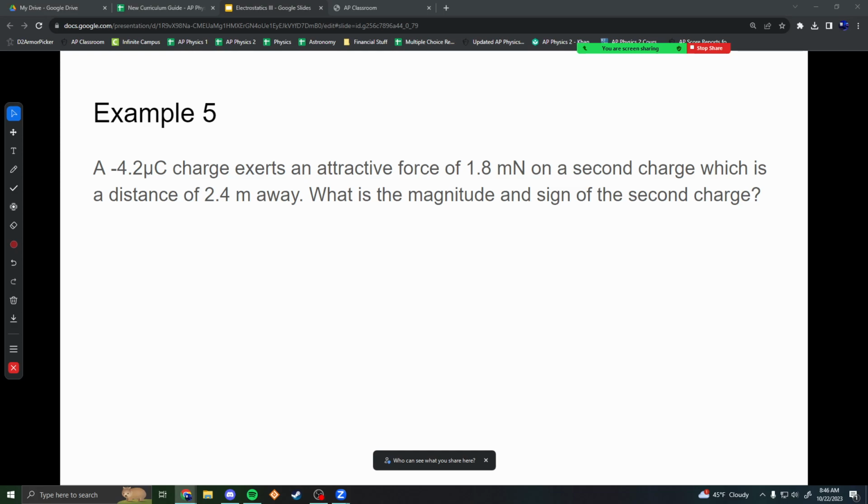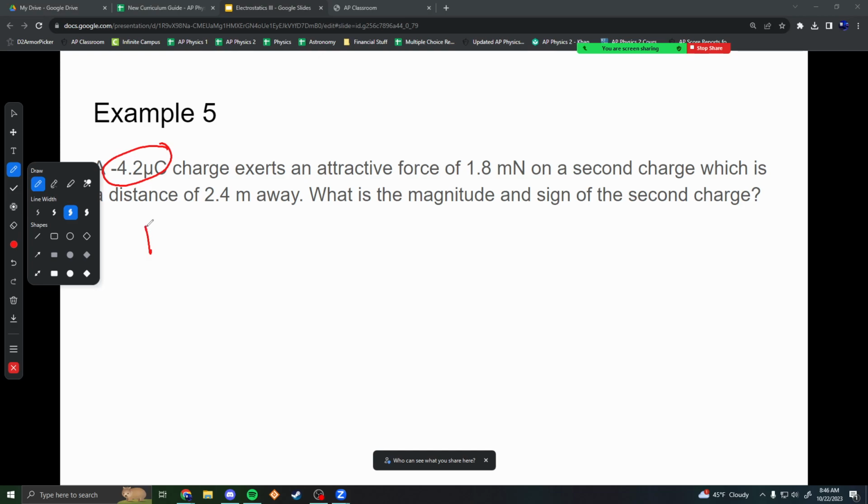So a 4.2 microcoulomb charge, and it's a negative 4.2 microcoulomb charge, exerts an attractive force of 1.8 millinewtons on a second charge, which is 2.4 meters away. What is the magnitude and sign of the other charge? The first thing that we're going to know is that it is attracting, and it's a negative 4.2 charge. So that means that the other charge must be positive if it's going to be an attractive force.